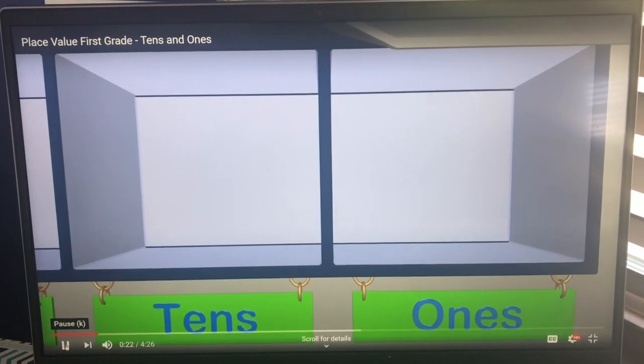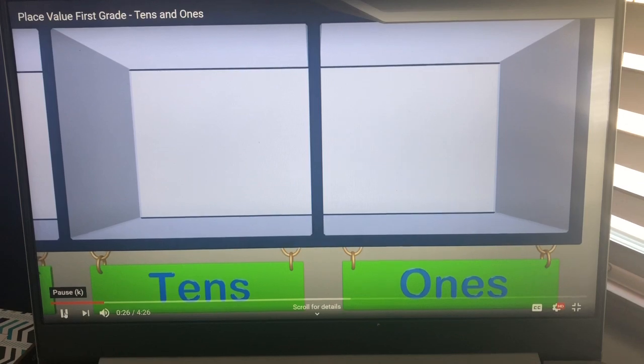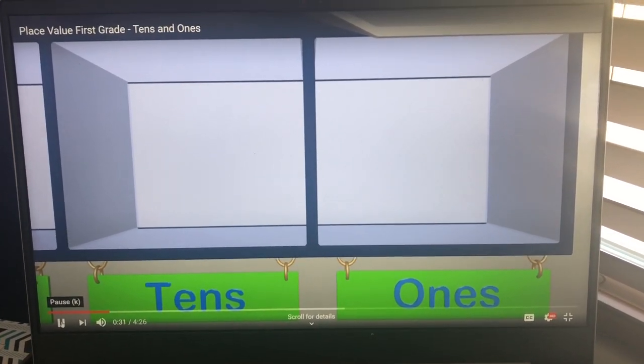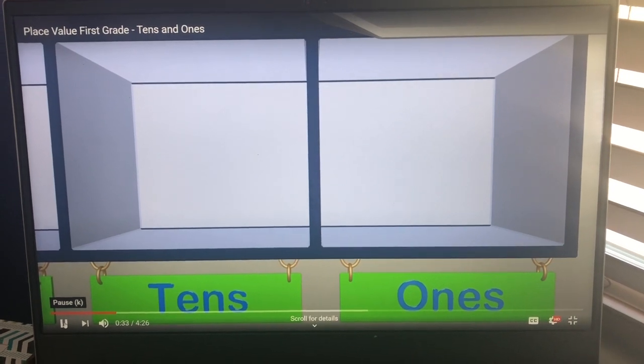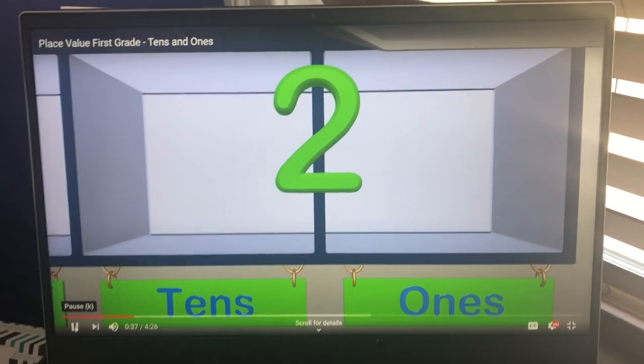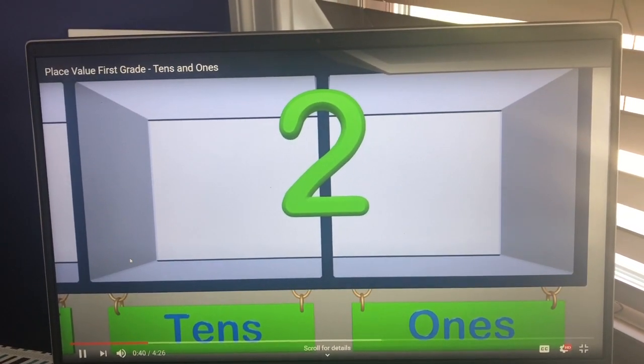There are rules in this house that have to be followed, and one of the rules is that you can only have one digit in each room. A digit is any number from 0 to 9. Let me show you what I mean. Here is the number 2, and this is one digit because there is just one number.